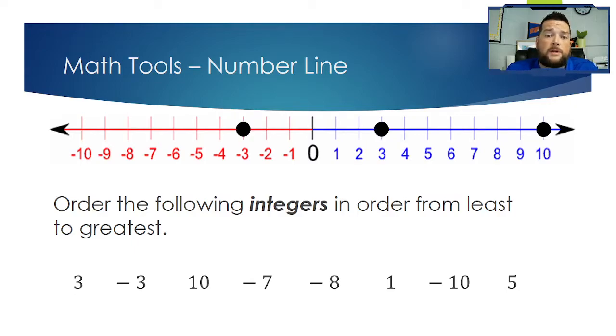Because you can simply place them on the number line, and then you can read them either left to right if it's least to greatest, or right to left if it's greatest to least.